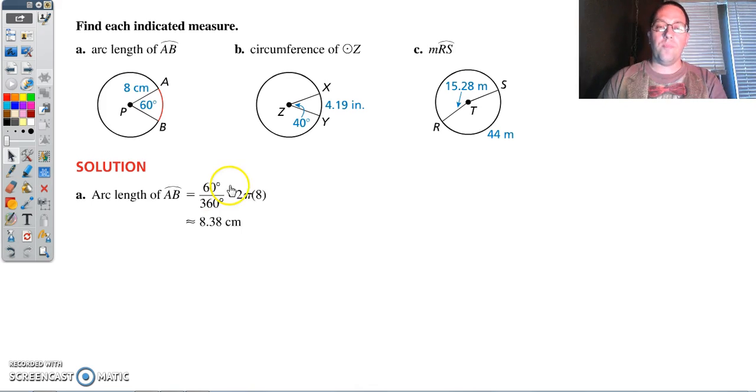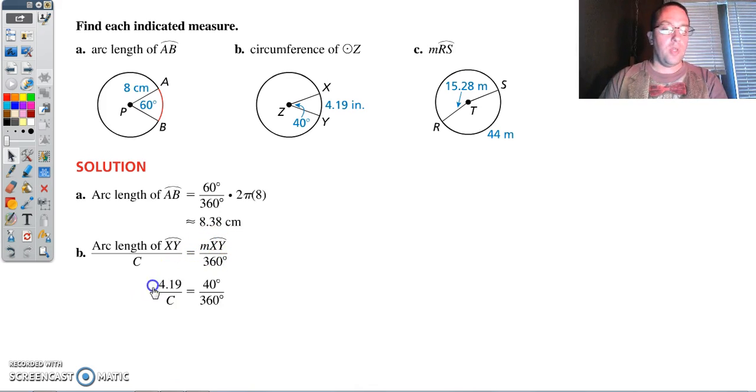Here we're going to find the circumference, and it's a little weird to find it with the other formula, so we're going to put it in the proportion. We have the length of the arc over the circumference, the length around the whole thing, equals the measure of the arc in degrees over the measure of the whole circle. Plug in what we know, arc length and arc measure, and solve for C. This is just cross multiply and divide. You can simplify the 40 over 360 first if you like, but it's not really necessary.